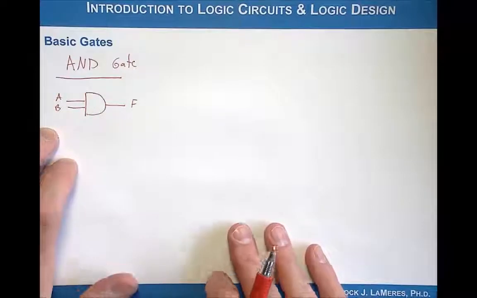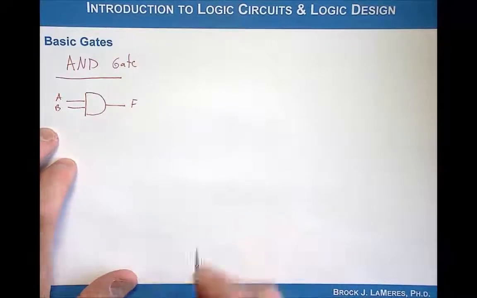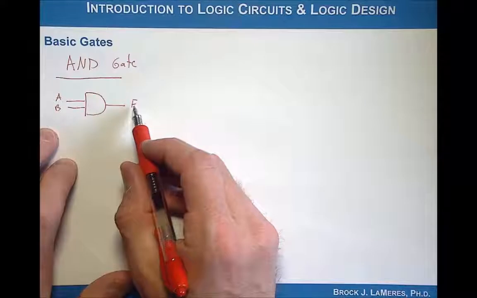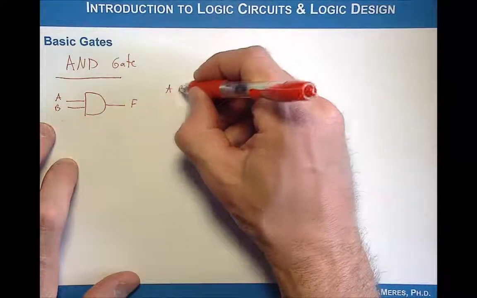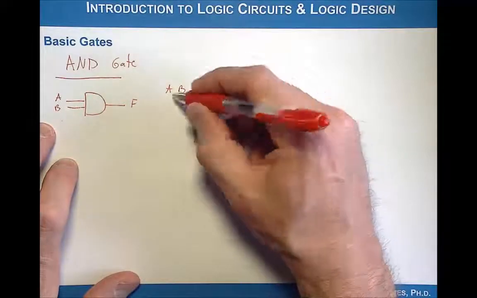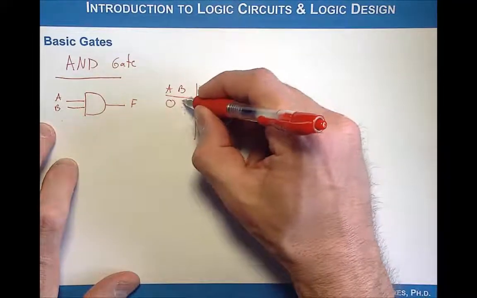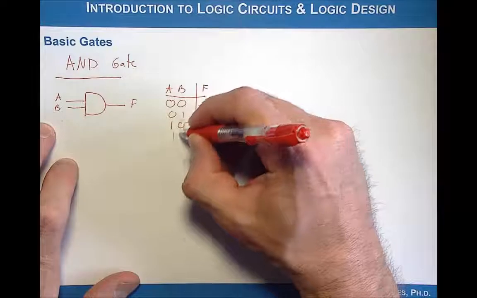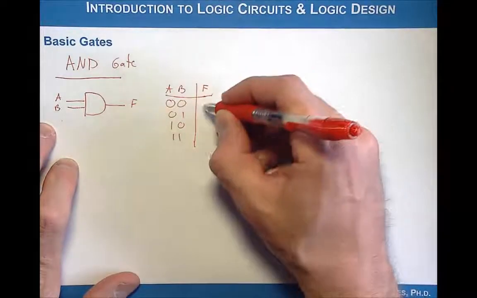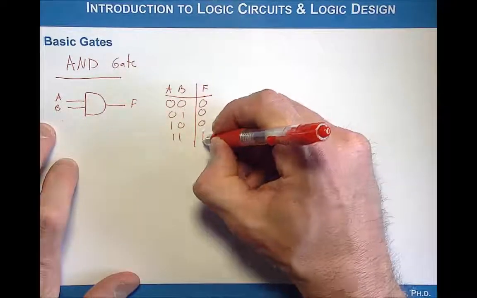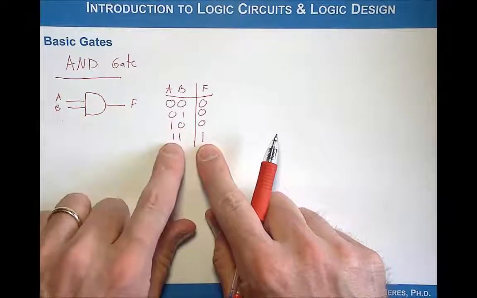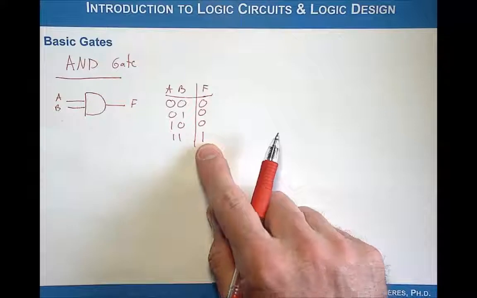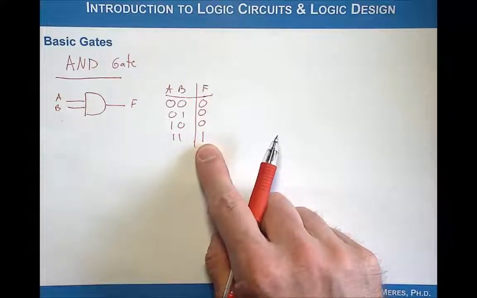What an AND gate is, you can think about it where the output is only a 1 if both A and B are a 1. If I draw that out in truth table form, I have A, B, and F, and then all possible input codes, 0 0, 0 1, 1 0, and 1 1, and then my output F is going to be 0, 0, 0, 1. So the only time the output is what we call true is when both inputs are true, said another way, when the inputs are a 1. So that's the AND gate.